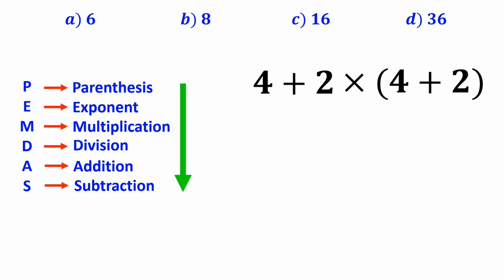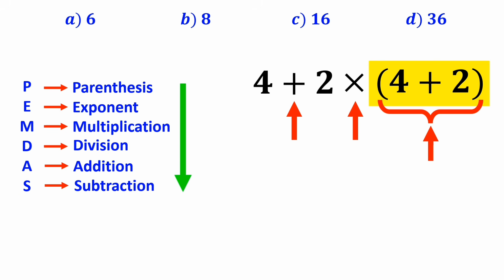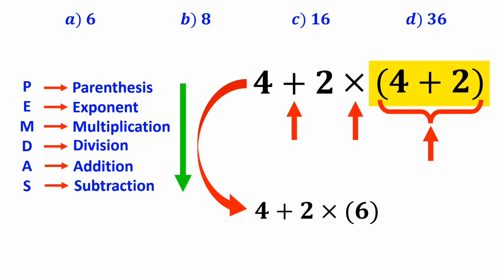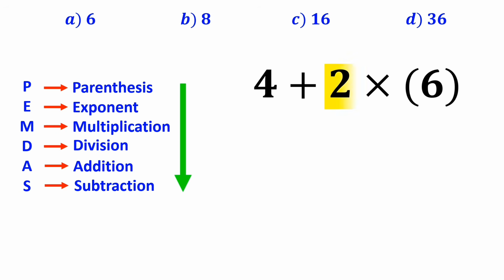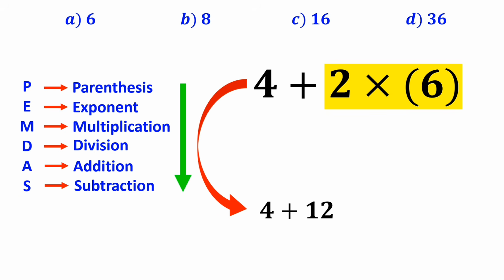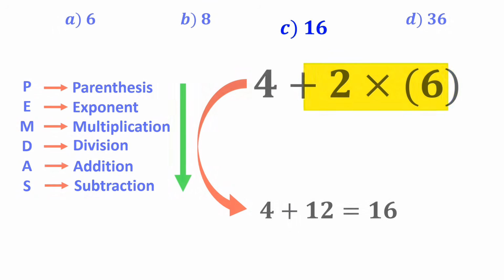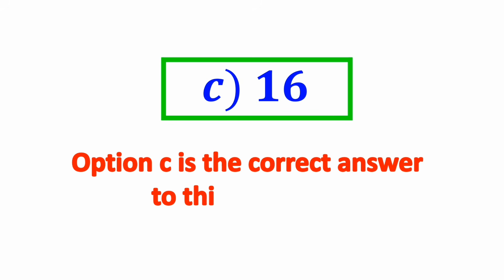Okay, as you can see on the screen, in this expression we have an addition sign, then a multiplication sign, and finally parentheses. We must start with the parentheses because they have the highest priority among all operations. So, we can write this expression as 4 plus 2 times 6. In the next step, we move on to multiplication since it has a higher priority than addition. So, we write it as 4 plus 12. And finally, the value of this expression is equal to 16. Therefore, option C is the correct answer to this question.